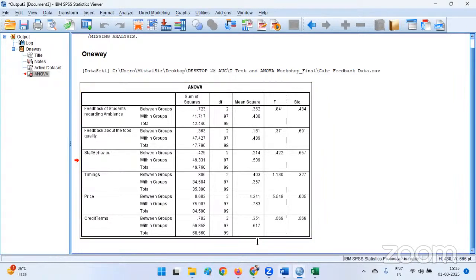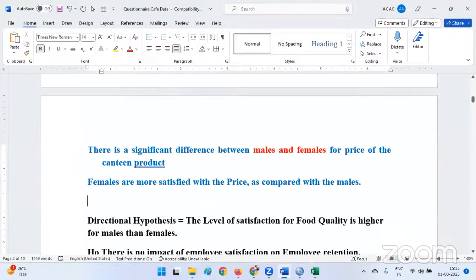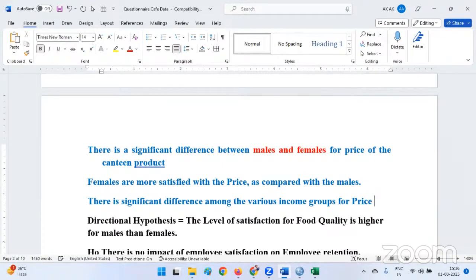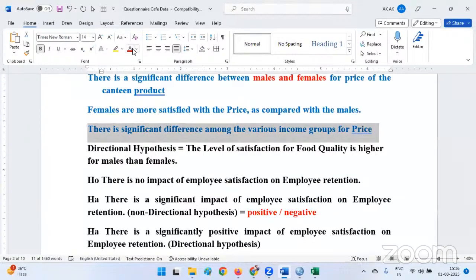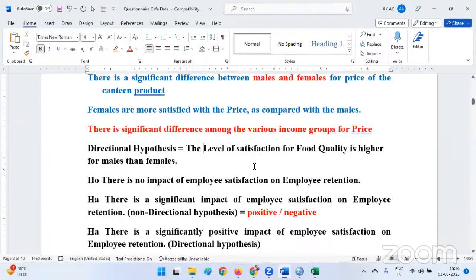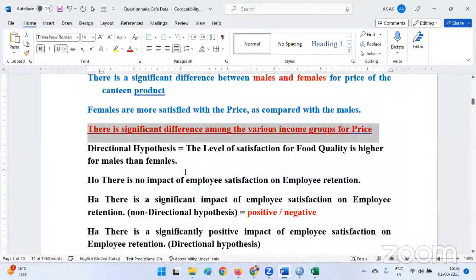So in case of price, if I write, there is a significant difference among the various income groups for price. Okay. But does it serve my purpose?